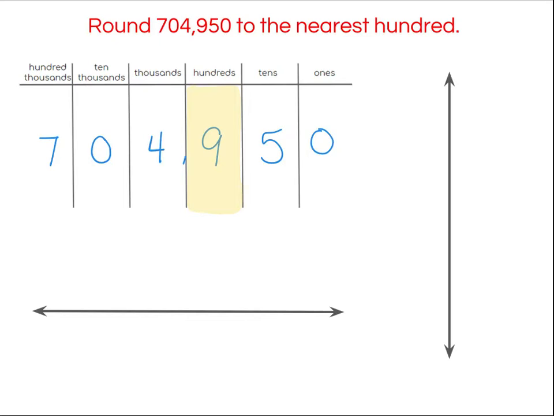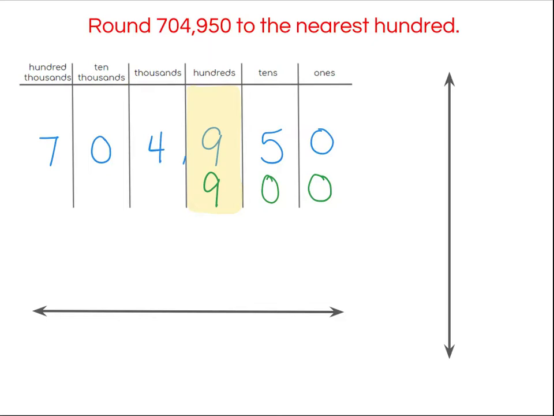Now we ask ourselves, what hundred is below 950? What is the closest hundred below 950? Well, it's 900. Then we'd say, what is the hundred above 950? Well, if we went up to the next hundred, it would be 1,000.